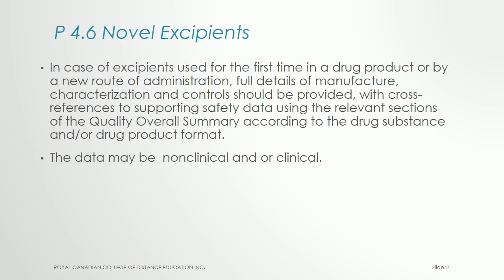Novel excipients. In case of excipients used for the first time in a drug product or by a new route of administration, full details of manufacture, characterization and controls should be provided, with cross-references to supporting safety data using the relevant sections of the quality overall summary according to the drug substance and/or drug product format. The data may be non-clinical and/or clinical data.